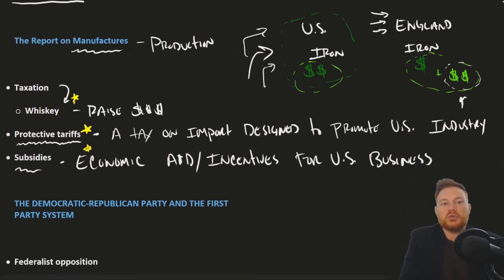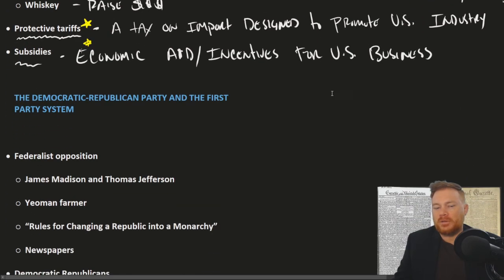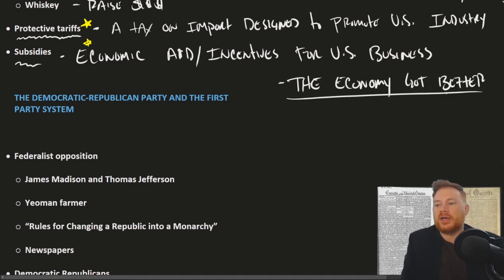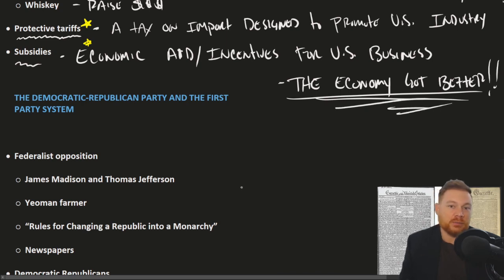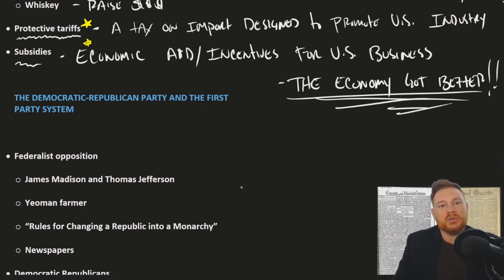And for the most part, we could say without controversy that the underlying issue of the economy got better, right? The economy got better. For all practical purposes, we can say that Alexander Hamilton's economic plan got the United States out of the rut of the 1780s and the 1790s.